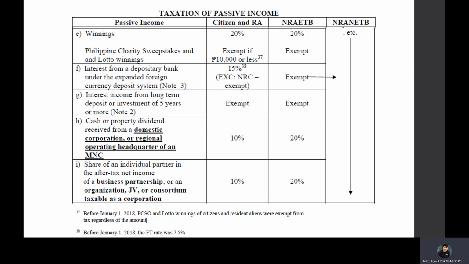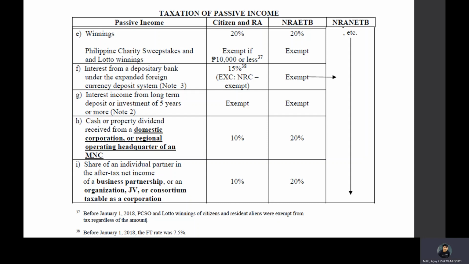So last one is cash or property dividend received from a domestic corporation or regional operating headquarters of a multinational company. If you're a citizen and a resident alien, 10%. If NRA-TV, 20%. And then lastly, yung share of individual partner in the after-tax net income of a business partnership or an organization, JV or consortium taxable as corporation. So yun, subject din siya sa final withholding tax, 10% and then 20%. And for NRA-TV, 25%. Yung note kanina yung sa 30, yung 10,000, no?